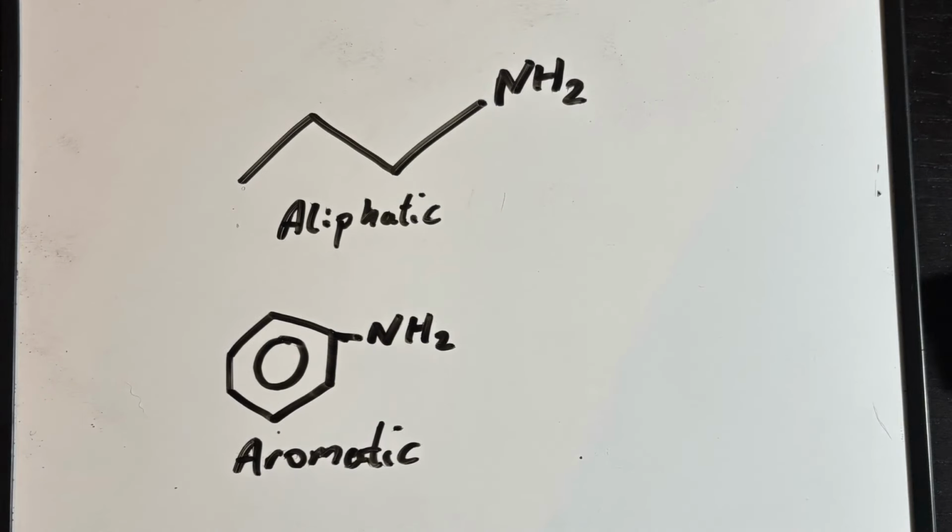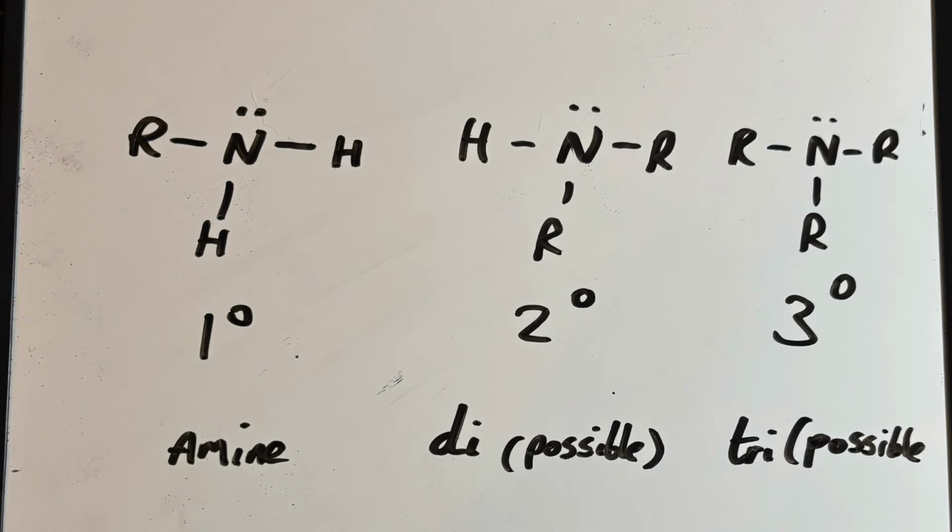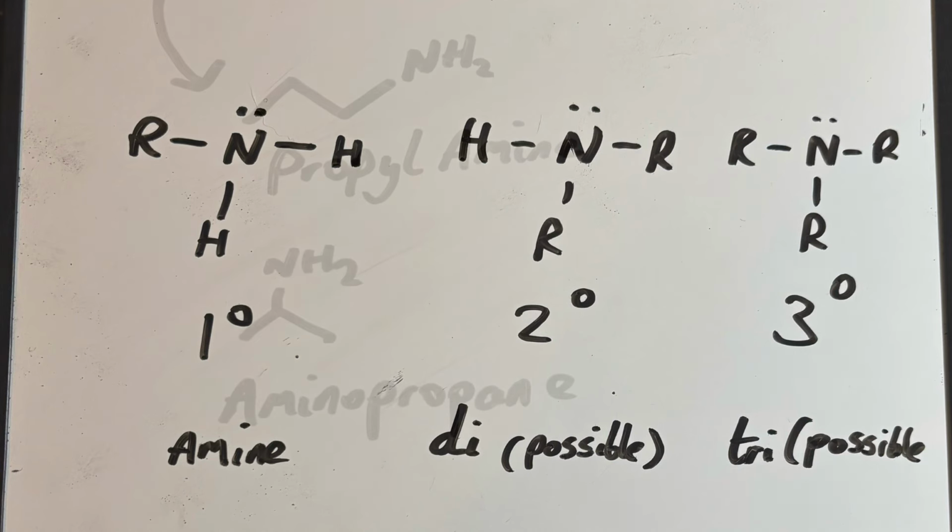Like normal hydrocarbons, you can have aliphatic amines or aromatic amines, aromatic obviously containing benzene rings. Now, like I said earlier, you can have primary amines, secondary amines, or tertiary amines. And normal naming rules apply to this. So if you have two ethyl groups on a secondary amine, then it is diethylamine.